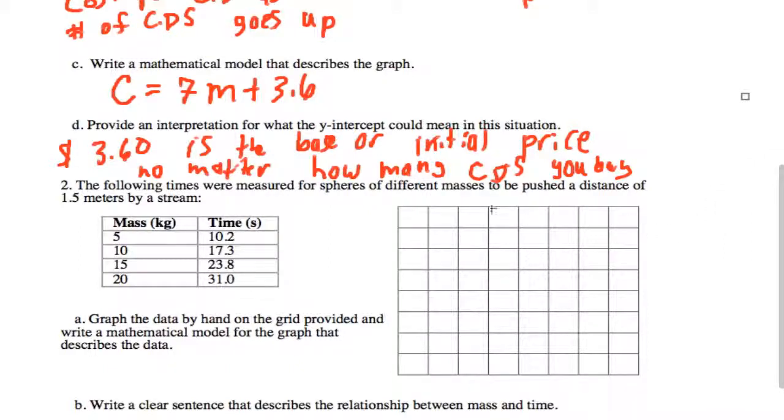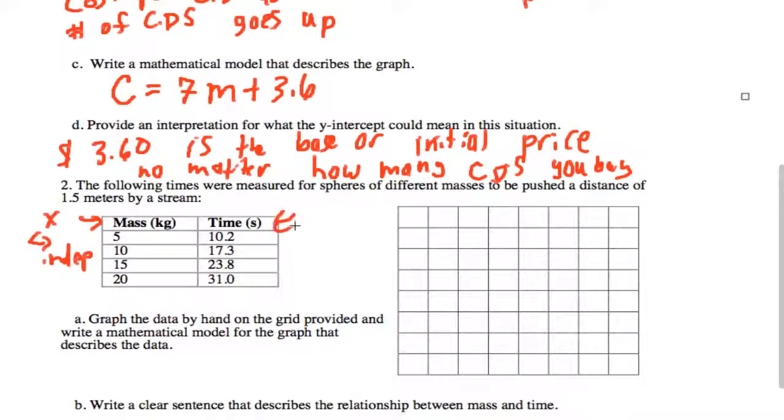Now, this is the kind of problem that I would probably use Wolfram Alpha for in real life. But on the exam, you're not going to have to do something that drastic. So it says the following times are measured for spheres of different masses to be pushed a distance of 1.5 meters by a stream. So let's first talk about what variable can we actually control as we change it, and that's mass. So that's clearly x, the independent variable.